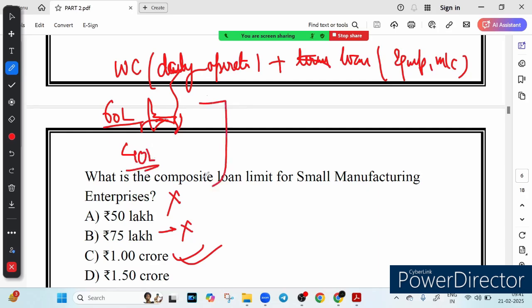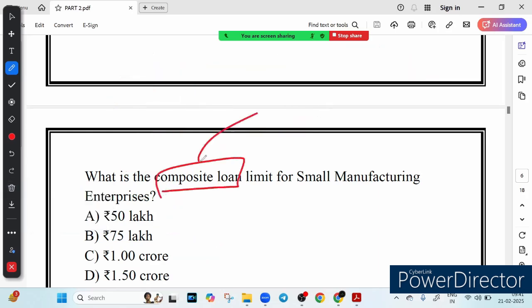So the total loan needed is how much? 1 crore, right? So which falls within the composite loan limit, you should remember it. And 1.5 crore is wrong. So what we learned from this question is that whenever you see this word composite loan, it means two things: working capital plus term loan, right? For a small manufacturing enterprise, remember, the limit is 1 crore. So this helps MSME invest in equipment, technology and daily operation. So I hope this was clear to you.